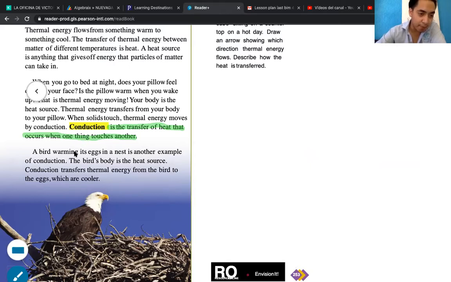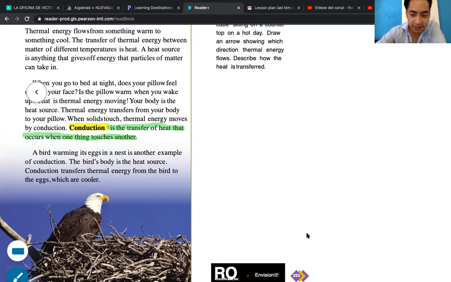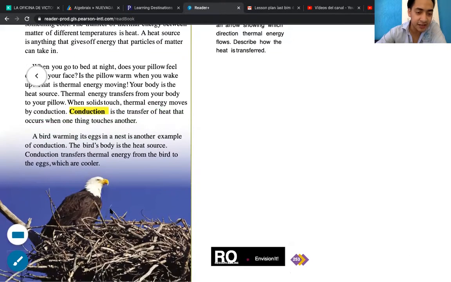It says, a bird warming its eggs in the nest is another example of conduction. The bird's body is a heat source. Conduction transfers thermal energy from the bird to the eggs, which are cooler. Okay, so what is the eagle in this case doing? The eagle is sitting on top of the eggs because the eggs are cold. So what does she do? She sits on the eggs and the eggs become warmer.